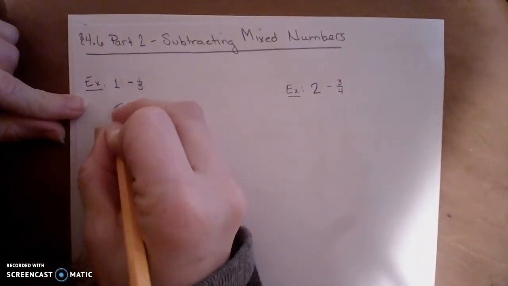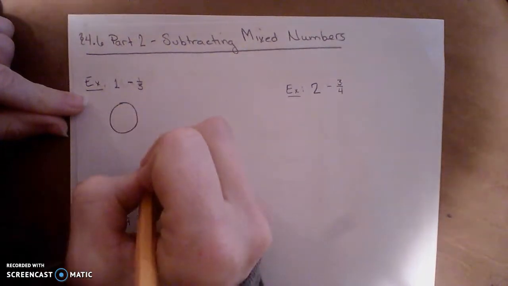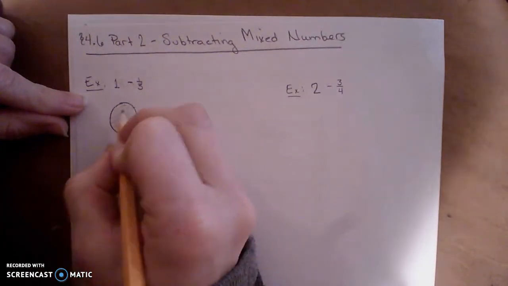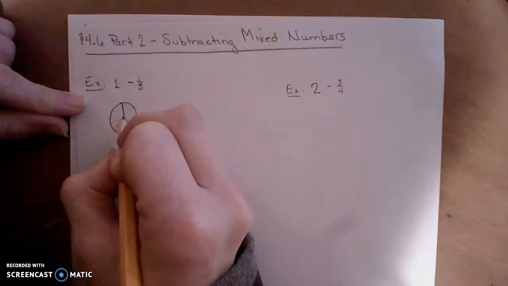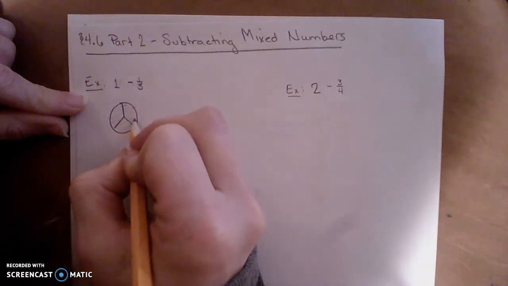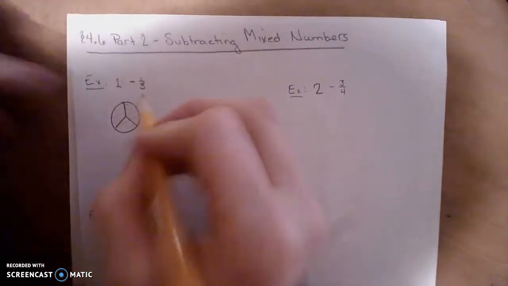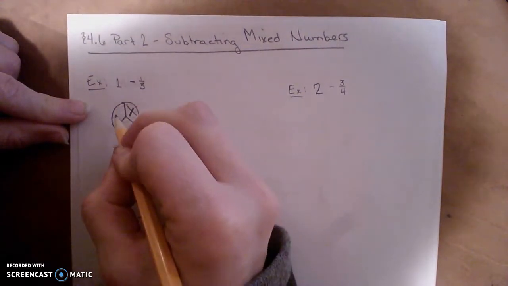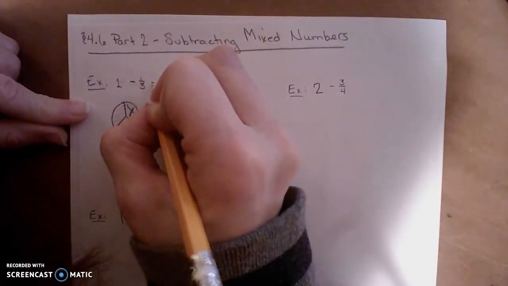So one way to visualize that, you have a whole that's all the way shaded in, and you're subtracting 1/3 of that whole. So we'll go in and chop it into 3 equal sized parts, take away one of those thirds, and I have 2/3 left.